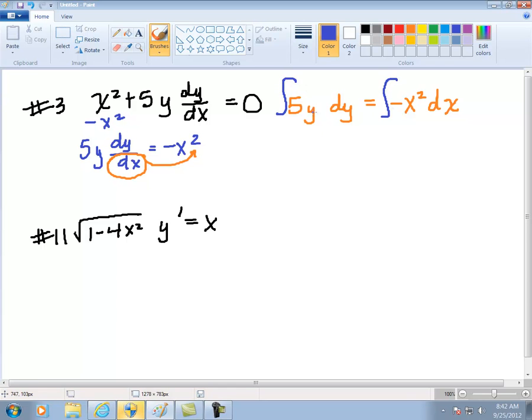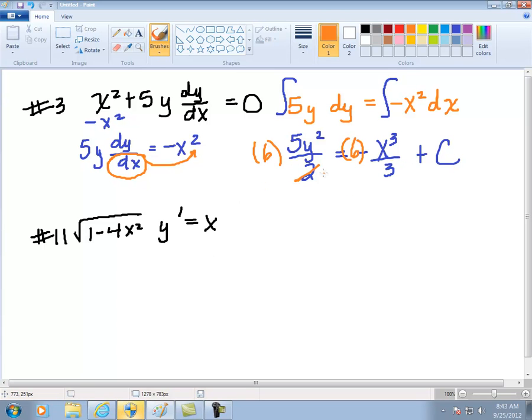Right? The integral of 5y is 5y squared over 2. And now our integral of negative x squared is going to be negative x cubed over 3 plus my constant. And now if I want to, I can get rid of my fractions by multiplying through by 6. I don't have to worry about the constant because it's still a constant even if I multiply by 6.